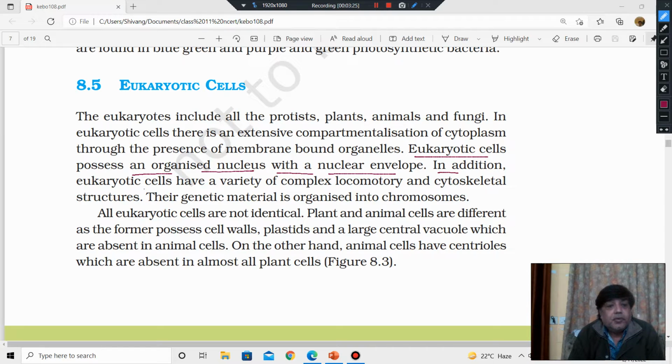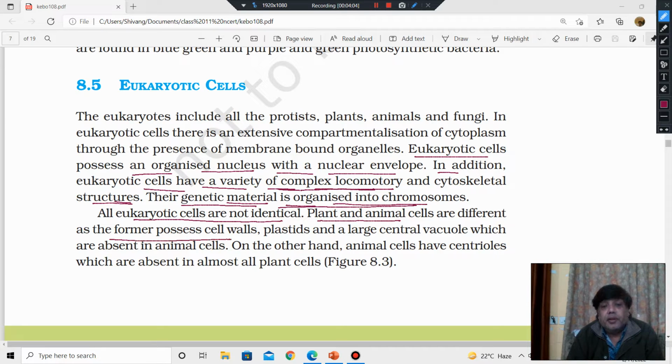In addition, eukaryotic cells have a variety of complex locomotory and cytoskeleton structures. In case of eukaryotic cell, you will find the presence of a variety of complex locomotory and cytoskeleton structures. Their genetic material, meaning genetic material of eukaryotic cell, is well organized into chromosomes. All eukaryotic cells are not identical. All the cells are not identical to each other. Plant and animal cells are different.